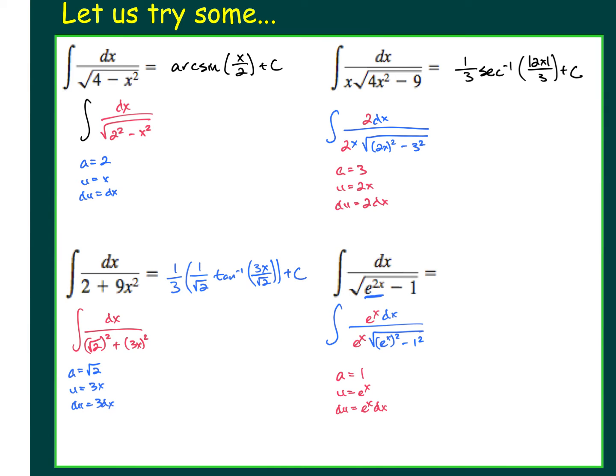So now my answer would be 1 over, what's my a? 1, arcsecant of, what's my u? E to the x, absolute value e to the x over 1, and then plus c. Now, you don't technically need the 1 over 1, but it's fine if you put it. Did I technically need my absolute value on that one? No. However, does it hurt to put it? No. It doesn't hurt, so I would recommend putting it there.